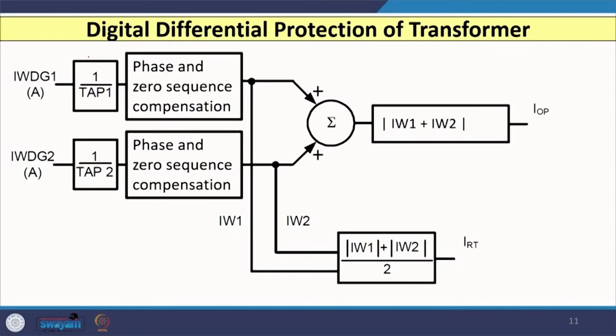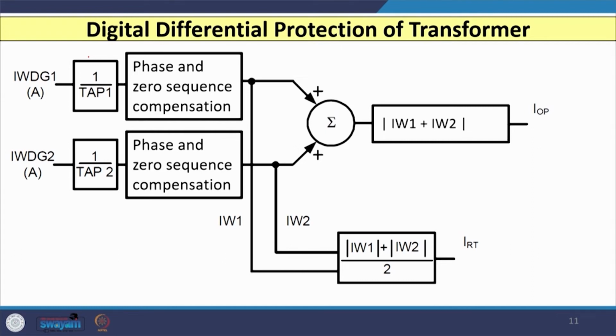Now, with this background, we have discussed 3 cases. Initially, we started with the magnitude compensation, which we have achieved using the tap equation. Then we discussed the 0 sequence compensation, and last we discussed the phase sequence compensation. So, let us see, if I use all 3 compensations in a digital or numerical relay, how my relay will look and how we can achieve the operating current and the restraining current.